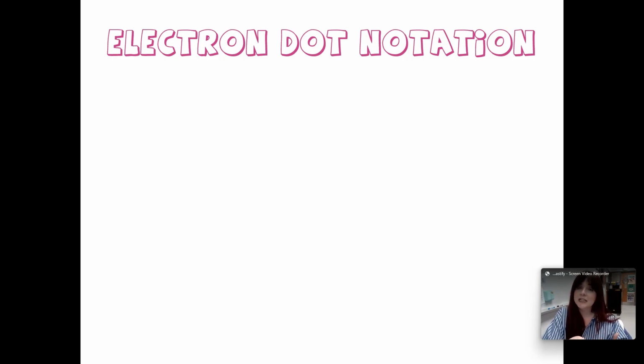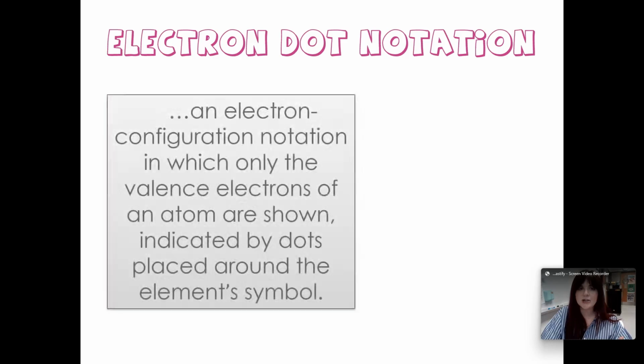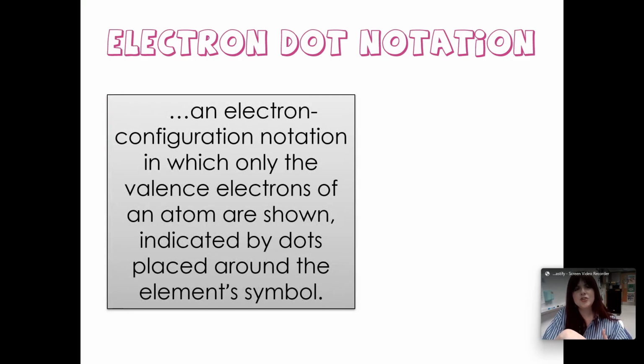So, we've talked about valence electrons already. We've looked at the electron configuration for things. We're going to use that information now to help us with bonding. So what is the electron dot notation? An electron dot notation is like another type of electron configuration notation. In this case, though, we will only use the valence electrons, and we're going to represent those around the symbol of an atom. So it's an electron configuration notation in which only the valence electrons of an atom are shown, which are indicated by dots that are placed around that element's symbol.